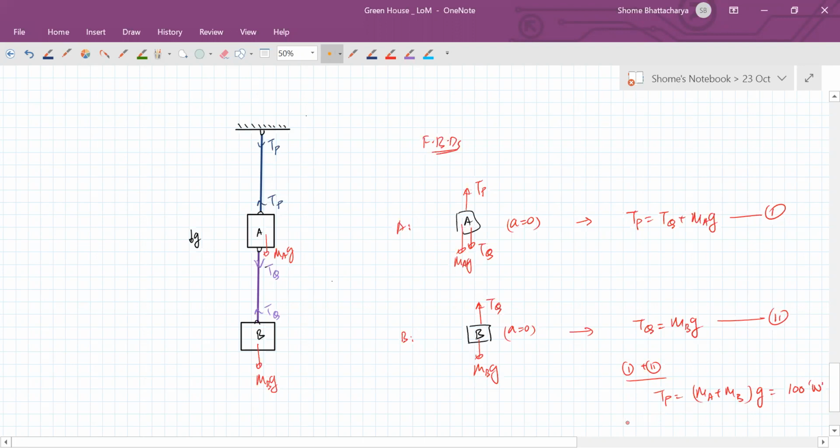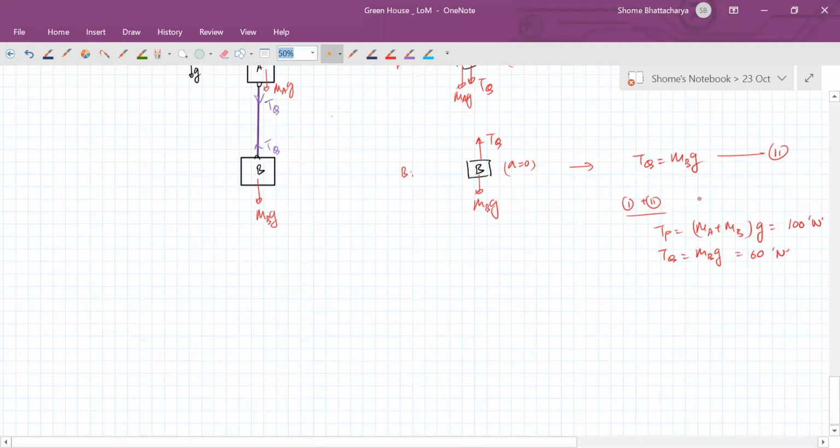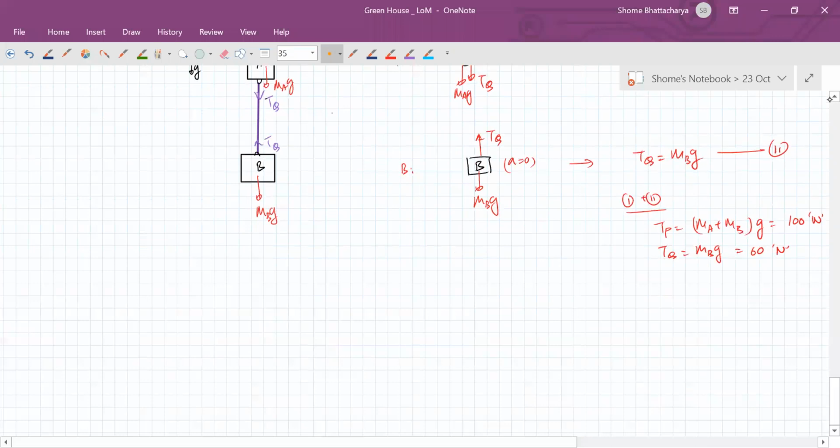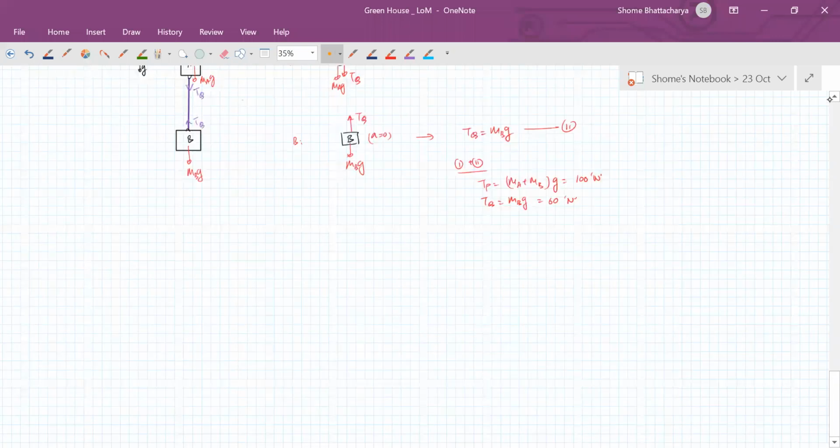And from equation 2, this is just the weight of B, which is 60 newtons. So accordingly the tensions are coming out to be 100 newtons in the upper string and 60 newtons in the lower string. Simple.